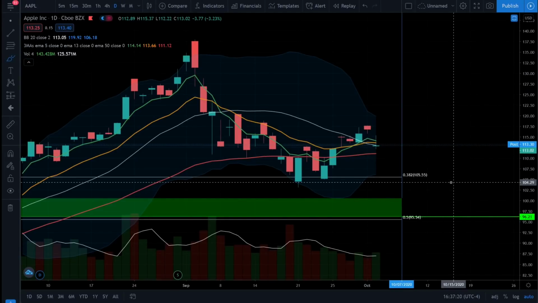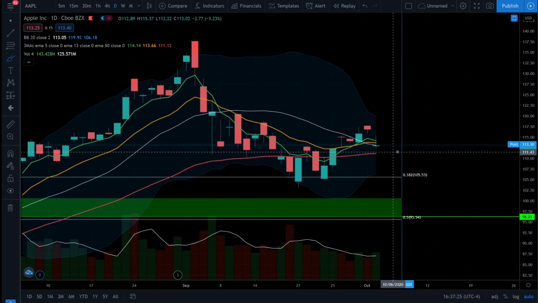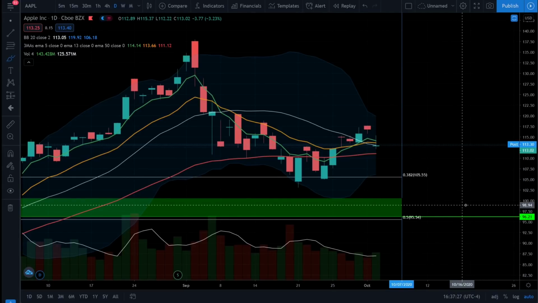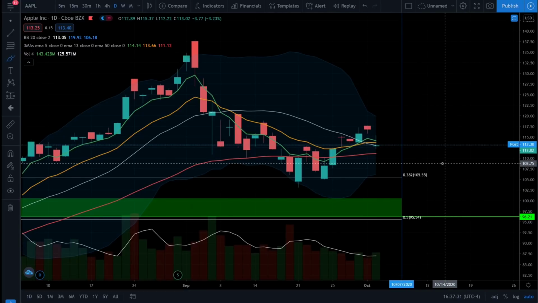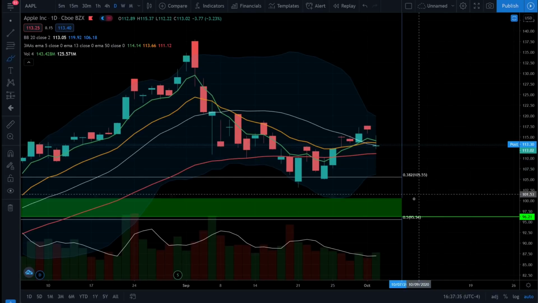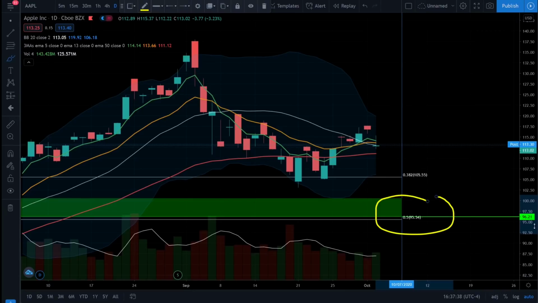Next up is Apple, which is our market moving stock. And we do see Apple closing right around the 20 simple moving average, which is not a great sign. We would like to see it close higher than that. But we still do have the 5 EMA trading above the 13 EMA. So we still do have that short-term bullish trend. Now, Apple is absolutely a market moving stock, and we still do have this gap below around $96.